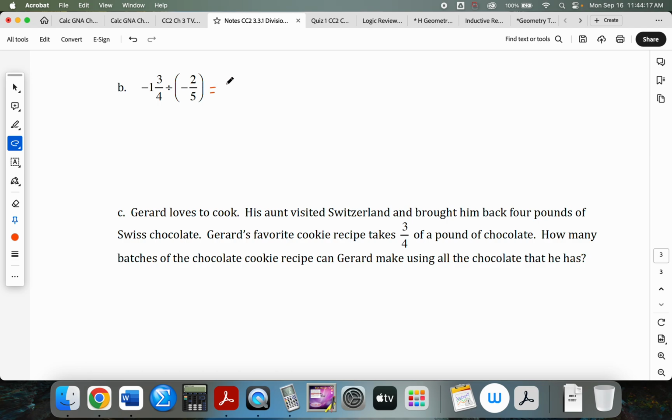So this is going to be -7/4 times -5 over 2. Remember that a negative number times a negative number gives you a positive number. So it's 35 over 8. 8 goes into 35 4 times with 3 left over. So it's 4 3/8.